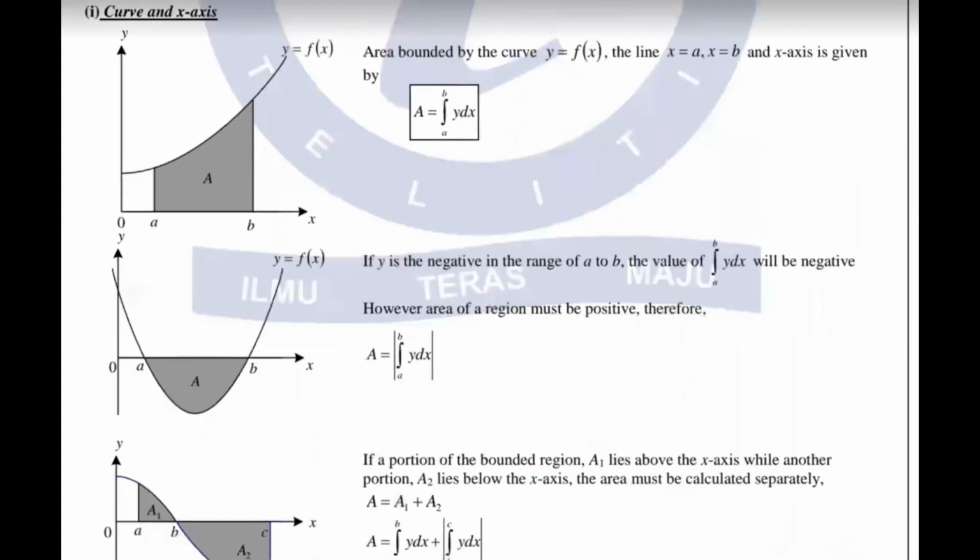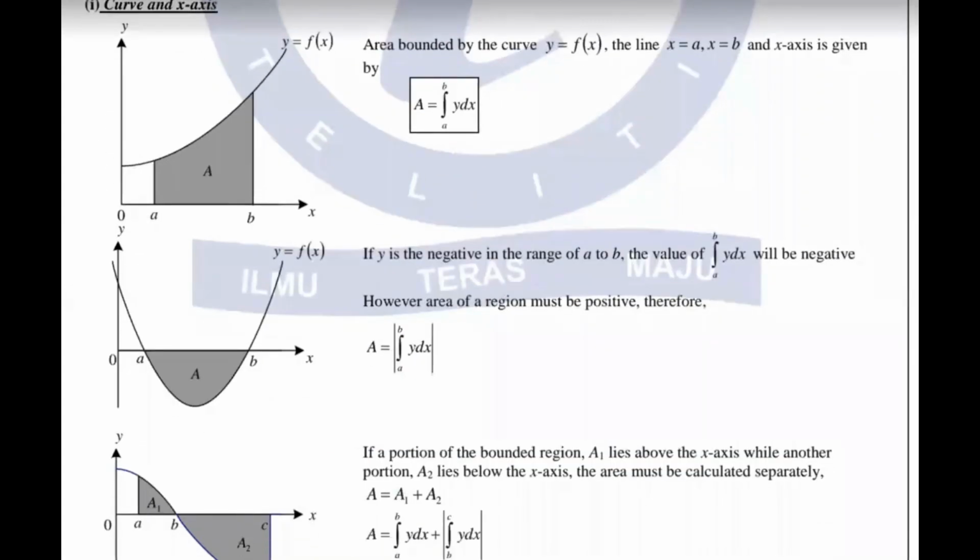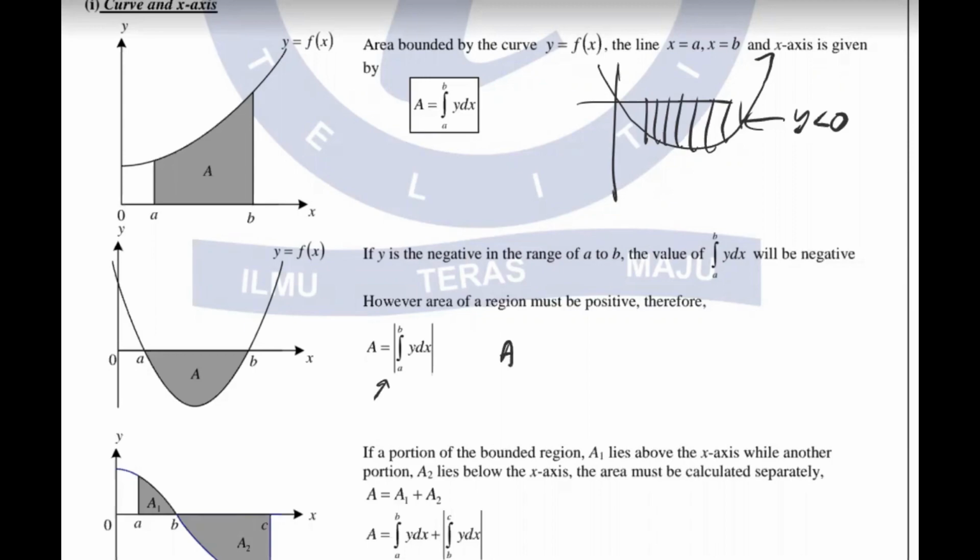Before we go through the example, a couple of things you need to know. If your area is above the x-axis, that's not an issue because your y values are all positive. But if your area is below the x-axis, your y values are all negative. If your y value is negative, when you integrate, the result is going to be negative. So every time you integrate a function like this, if you get negative, we know area can't be negative. If your area can't be negative, what do you do? You take the modulus, or you can put a negative in front.